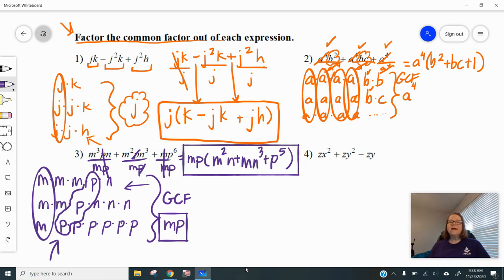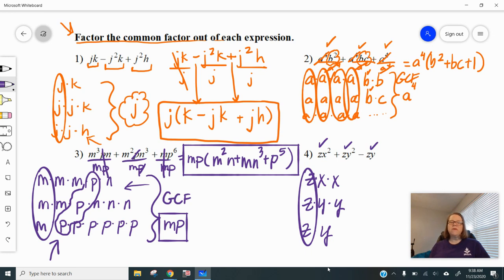Okay. Last one. I have a Z and I have an X squared. So Z times X. And then I have a Z and a Y squared. So Z, Y, Y. And I have a Z and a Y. I don't know why I keep saying a Z, but I do. All right. So there they are.